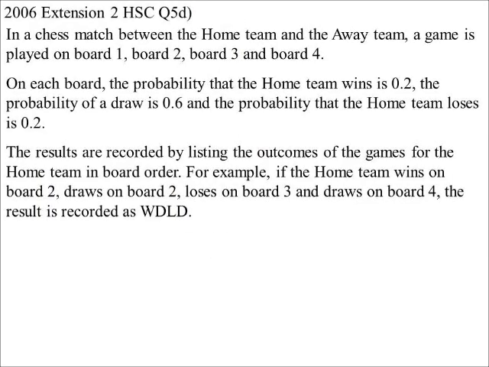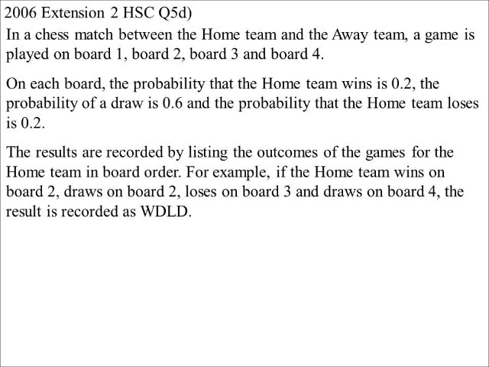2006. I think what made this one hard was getting your head around the rules of the game. So chess: we have a home team and an away team, and there are 4 chess boards being played. On every board, the probability the home team wins is 0.2, the probability of a draw is 0.6, and the home team loses with 0.2. So equal chance of winning and losing there. They then record the outcomes by simply listing W for a win, D for a draw, and so on.